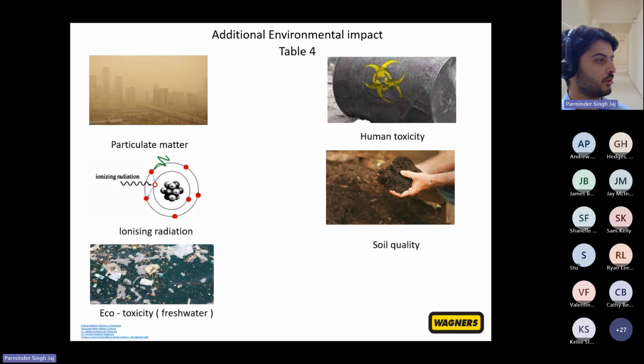The fourth, last but not least, table will tell us about the type of particulate matter, if any is emitted during the production or the usage process, any ionizing radiations, and ecotoxicity for freshwater. We have human toxicity and soil quality. And as you can see, it's not just focused on the carbon emission, but the impact on the environment is so complex that EPD actually covers everything.